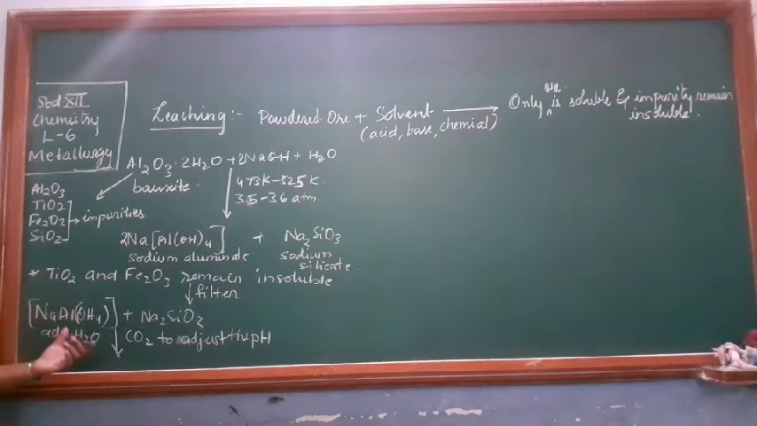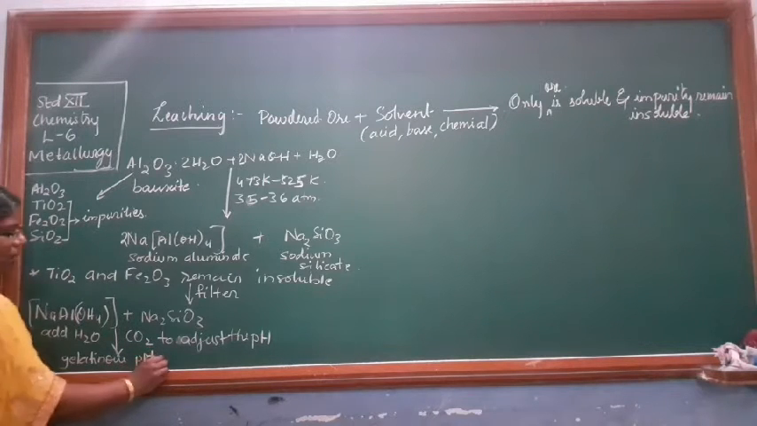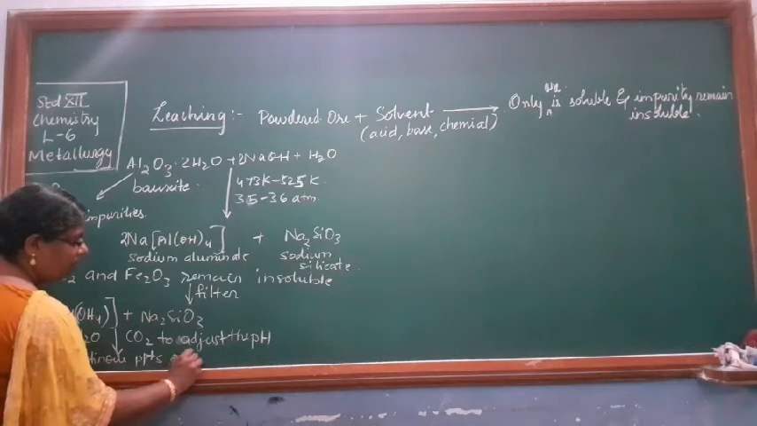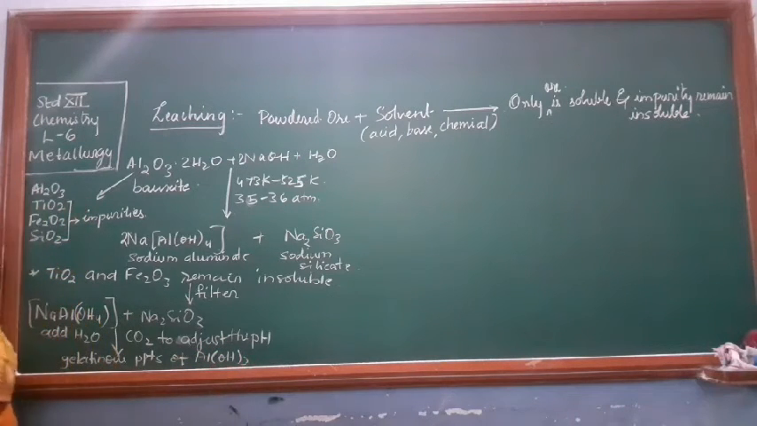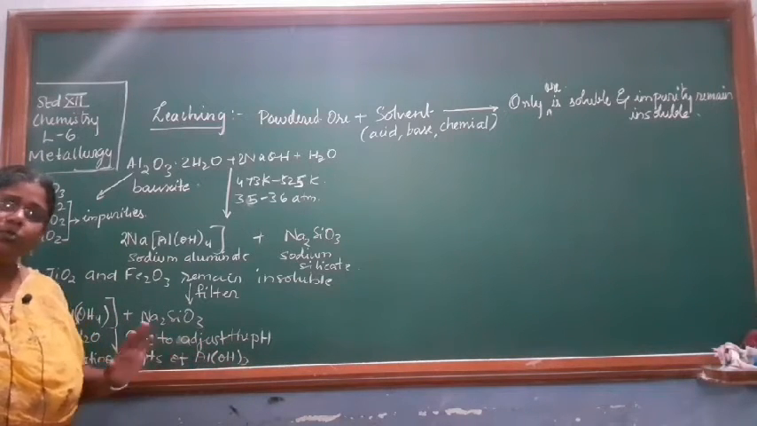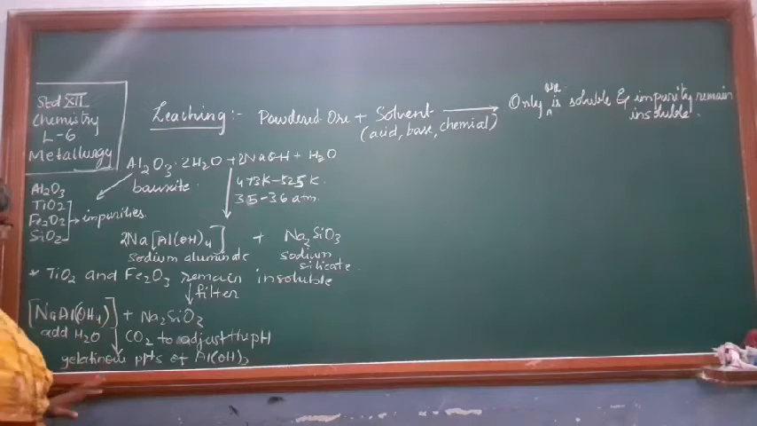Gelatinous precipitates of aluminium are precipitated out. Okay, you get gelatinous precipitates of Al(OH)3. That is the hydrated form of Al2O3 only. It is the hydrated form of Al2O3.